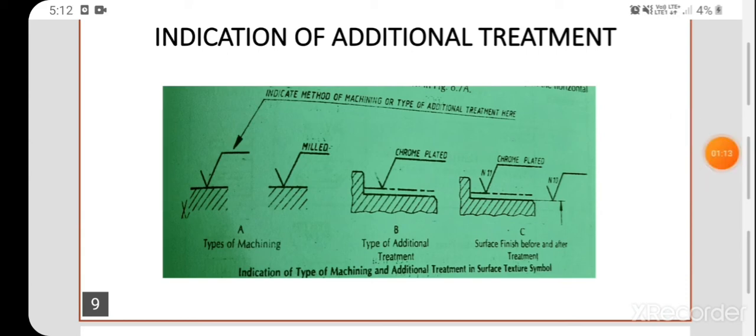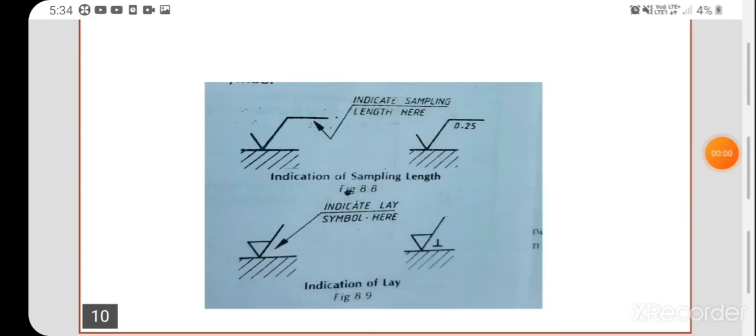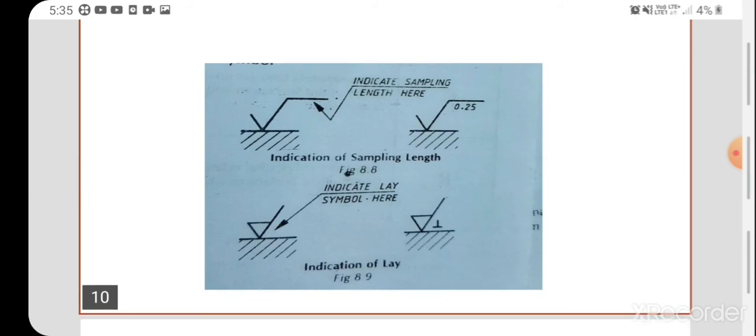In figure C, the surface roughness grade N10 is the texture required before coating, and the surface texture of N11 is required after chrome plating. And indicate the sampling length in the surface texture symbol just below the horizontal extension of the longer leg of the surface texture symbol. The sampling length is expressed in millimeters.